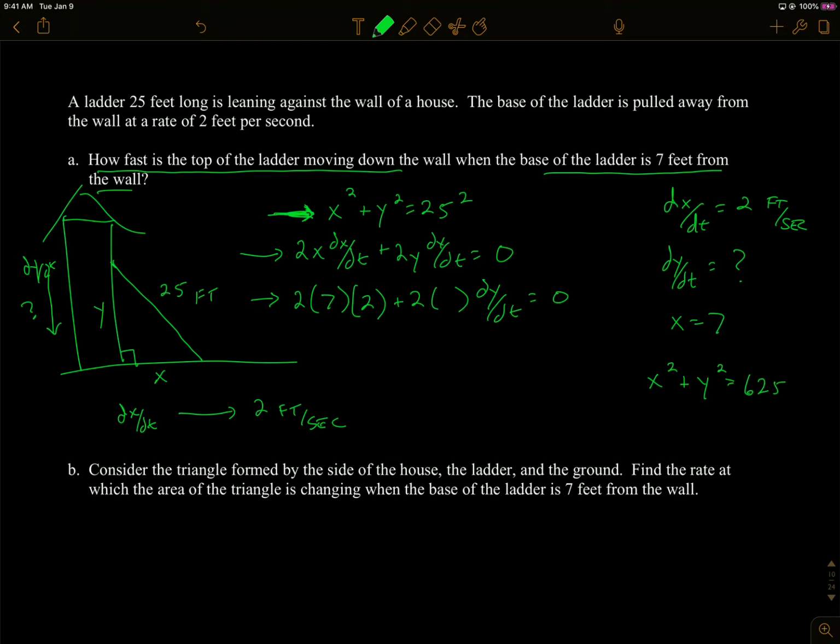I can plug in my x and I get 7 and I can solve for y. I know that's a Pythagorean triple, so I know it's a 7, 24, 25 triple. So I know y will come out to be 24. So there's my y. I can solve for this dy/dt by multiplying this stuff, multiplying that and solving for dy/dt. You can pause the video if you need to. To do that, you should end up with negative 7 over 12 feet per second.